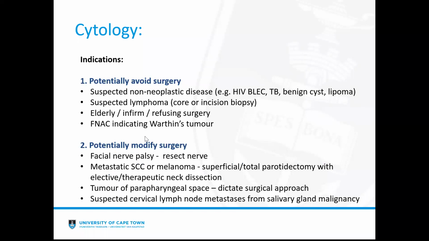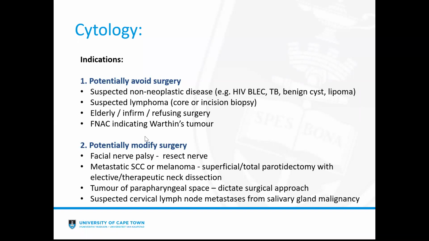At our institution, we acknowledge the following potential indications for FNA. Firstly, in cases where you're potentially trying to avoid surgery, including cases of suspected non-neoplastic disease like tuberculosis, benign lymphoepithelial cysts or lipomas. In cases of suspected lymphoma where perhaps a core or incisional biopsy may actually be more appropriate. And as supporting evidence not to operate in the frail elderly with comorbidities or in the patient who is vehemently against surgery.